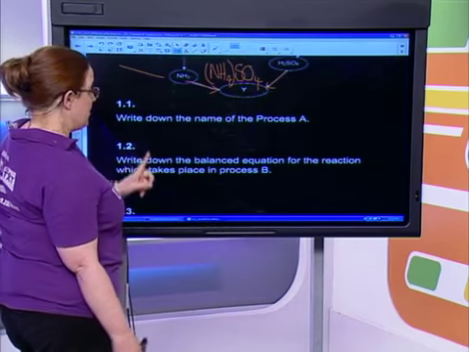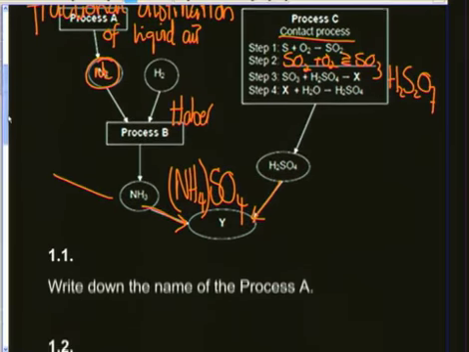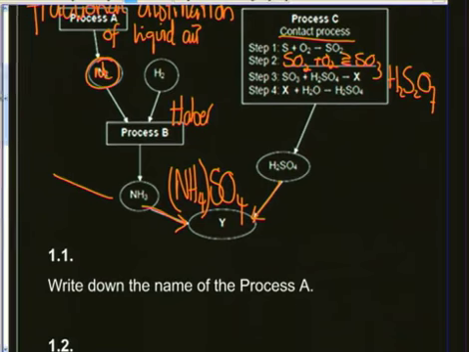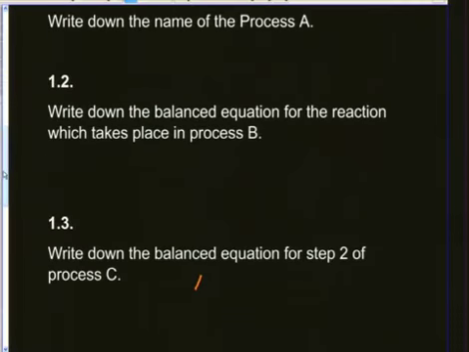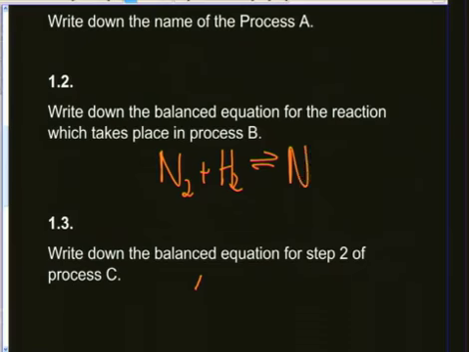Write down the balanced equation for the reaction which takes place in process B. Now they want the reaction for nitrogen, hydrogen gives me ammonia. So this one means we're going to have to write it down balanced. So first thing is we know it's nitrogen plus hydrogen, reversible reaction, okay, gives me ammonia. And then, of course, we need to be able to balance it. So it's N2 plus 3H2 goes to 2NH3. We're nice and simple. Then it says write down the balanced equation for step 2 of process C.